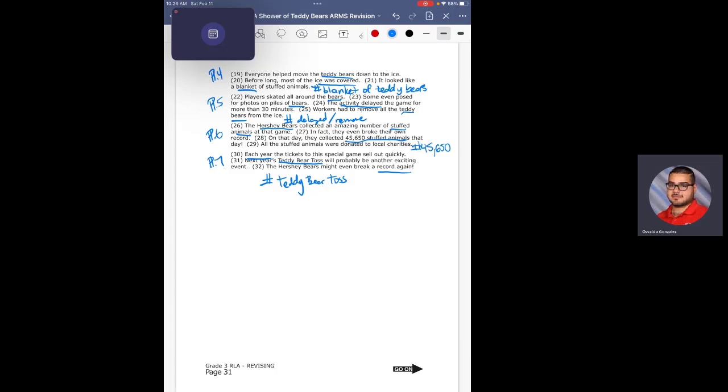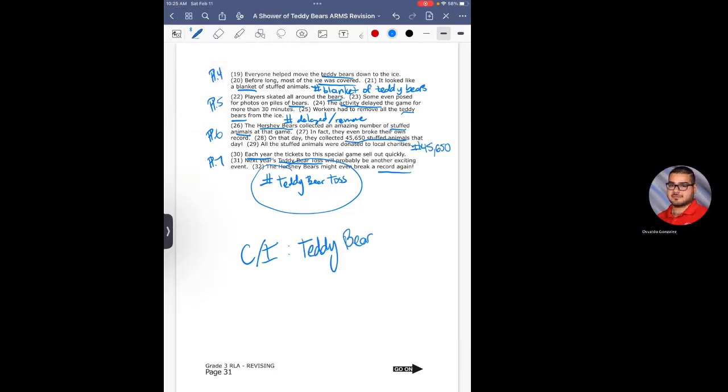I just summarized this passage for you in about 3 or 4 sentences. I gave you a summary, but the central idea remains the teddy bear toss. So my central idea of this revising passage is the teddy bear toss, or the shower of teddy bears.